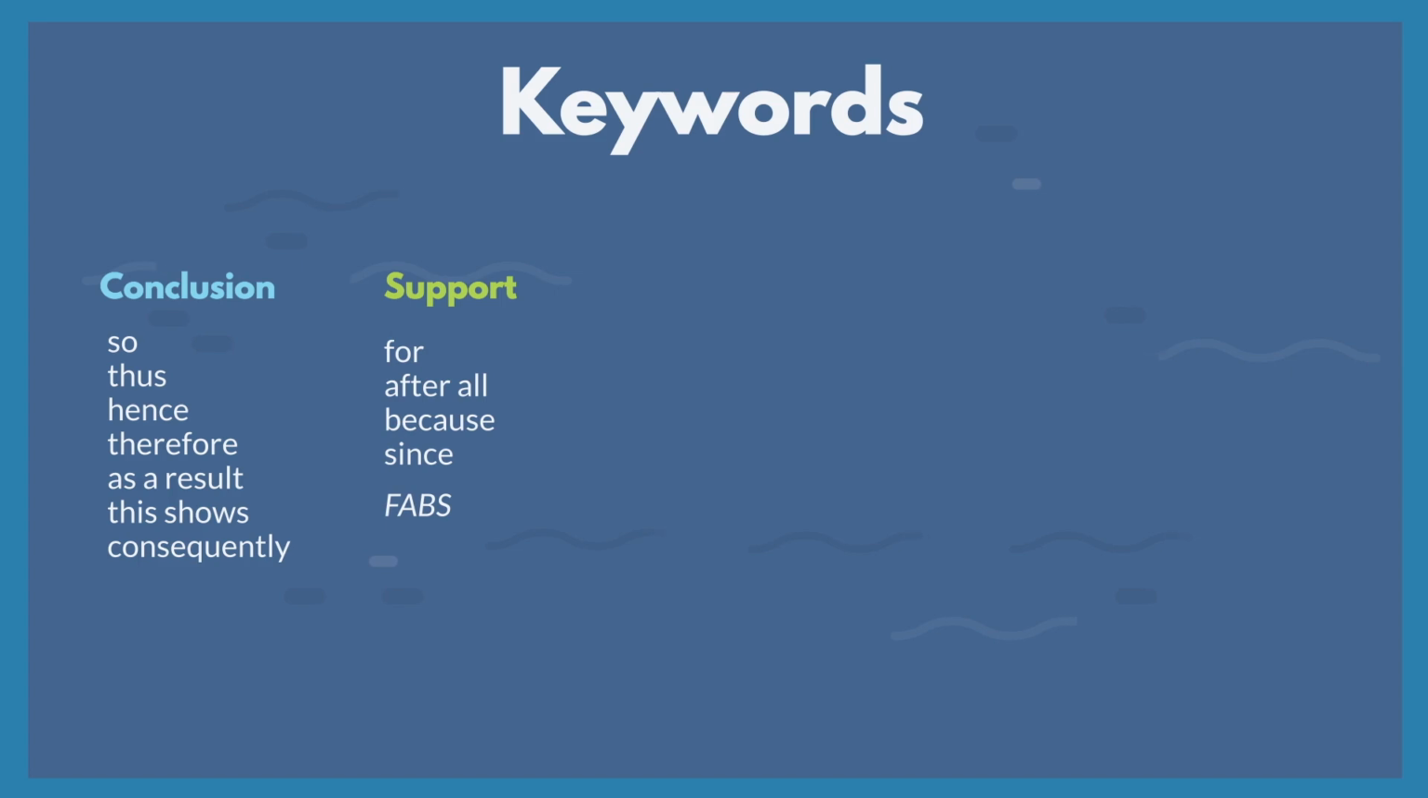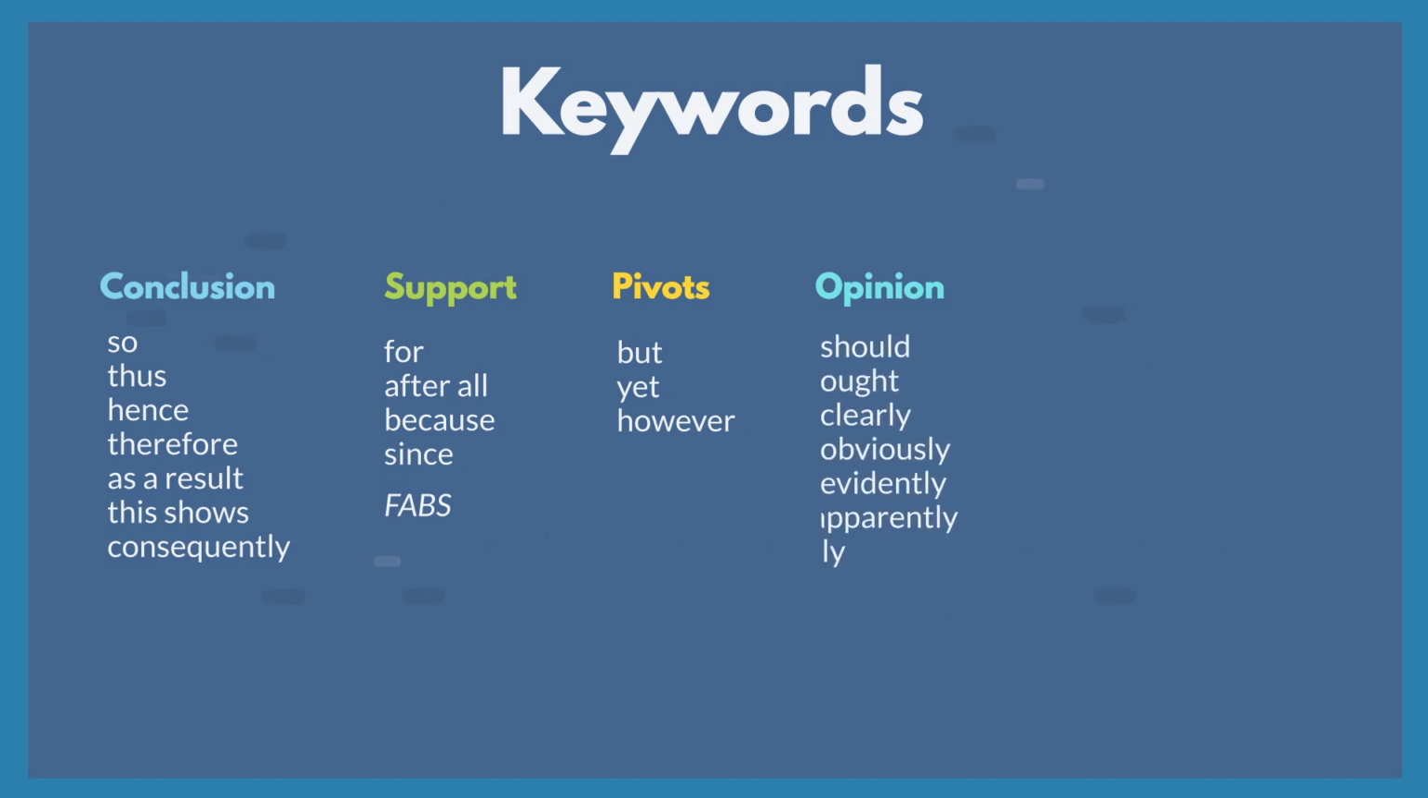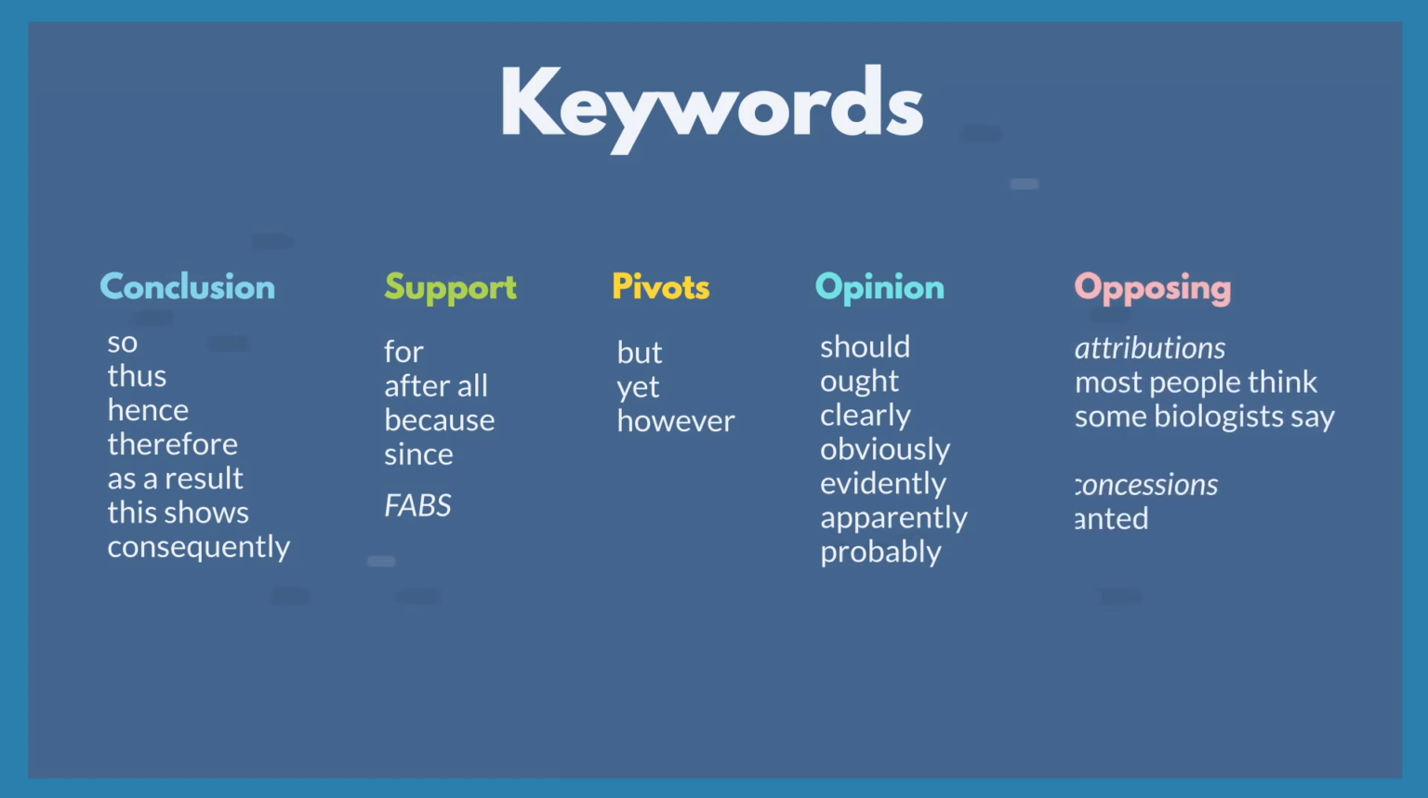We've got the 4-part FABS acronym for premises for support. Pivots really come in 3 flavors, but yet and however. They tell us that the argument is starting, but they don't tell us whether it'll start with a conclusion or with a premise. Opinion indicators normally mean you're looking at a conclusion. Should, clearly, obviously. And opposing ideas usually are prefaced with attribution or concession language.